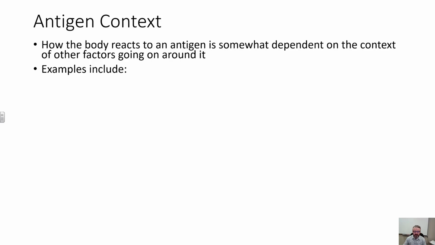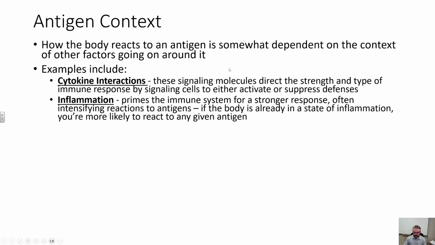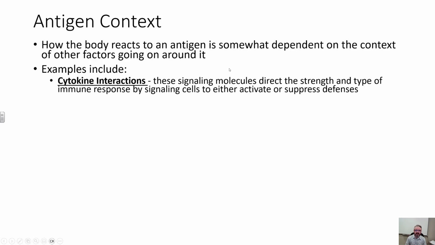So for example, the cytokine interactions. If you go back to what I talked about in the overview, I only mentioned these briefly, but cytokines are signaling molecules, and they basically communicate between immune cells like white blood cells. Depending on the kind of signaling that's going on, the body can respond to an antigen either more powerfully or less powerfully. So context here would mean what's going on with other cells around it.